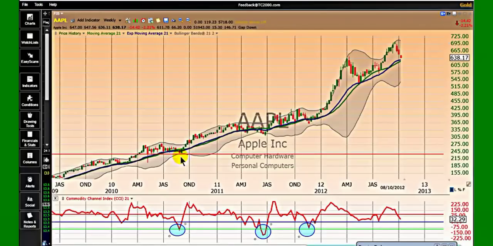What I want you to remember is that in this video, when we are talking about a high probability trade, we look at the slope of the moving average 21. The blue one is exponential, the green one is a simple moving average. When the moving average 21 is sloping up, rising, and then the CCI is oversold, it's a high probability trade, because a sloping moving average 21 is telling us that the bullish momentum is increasing.